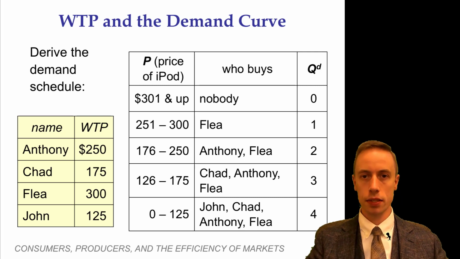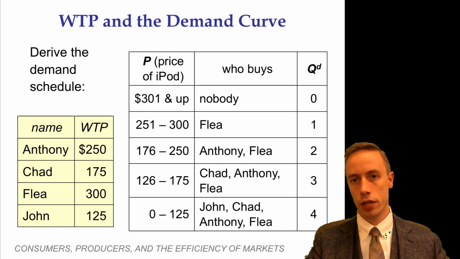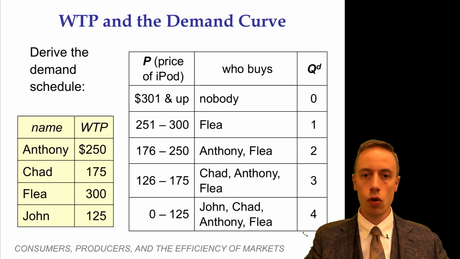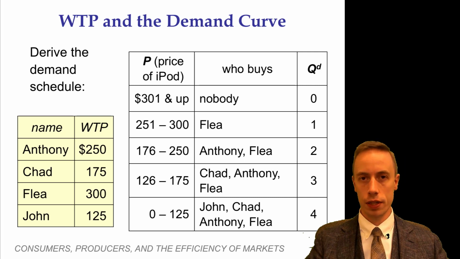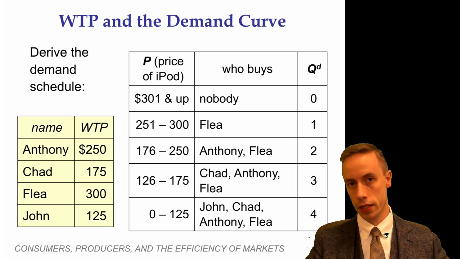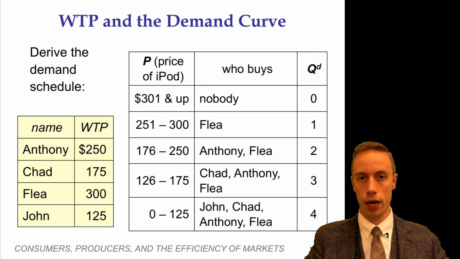So what we've just done is we've derived a demand schedule based on this table of willingness to pay in yellow on the left. That means we can go the other way around as well. Imagine I'd only given you the information in the white table and asked you, what is the willingness to pay of each of these buyers? So looking at that table, let's start with Flea. That one's easiest to see. What's the highest price where Flea still buys? $300. Then he's out. So 300 is his willingness to pay.